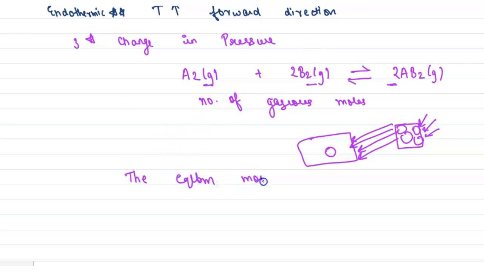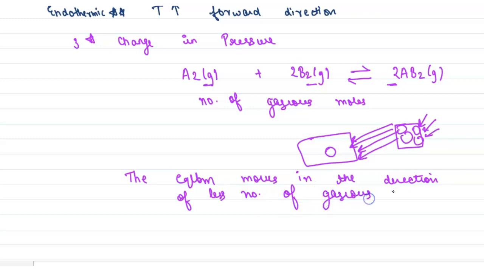moves in the direction of less number of gaseous moles. Okay, increasing pressure. If we increase pressure, the equilibrium moves in the direction of less number of gaseous moles. So we talked about change in concentration of reactant: if you increase the concentration of reactant, the equilibrium will try to decrease it, so the reaction goes forward.